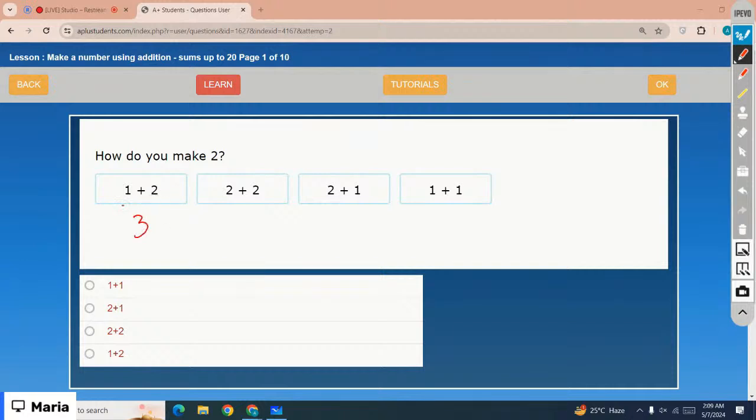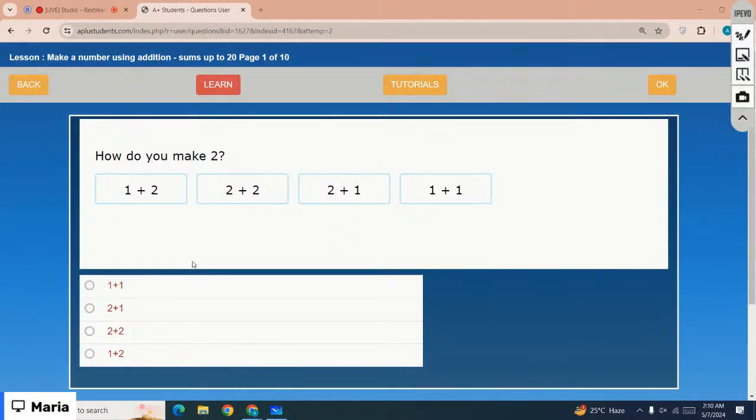2 plus 1 is 3, 2 plus 2 is 4, 2 plus 1 is 3, and only 1 plus 1 is the correct option that makes 2, right? So the correct option is 1 plus 1 that equals 2. Option number 1 is the correct option. So that is 1 plus 1 equals 2.